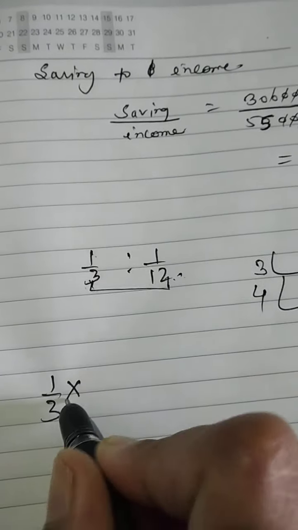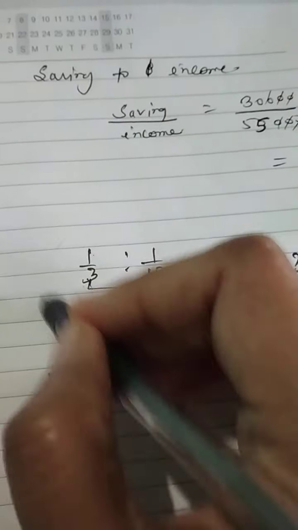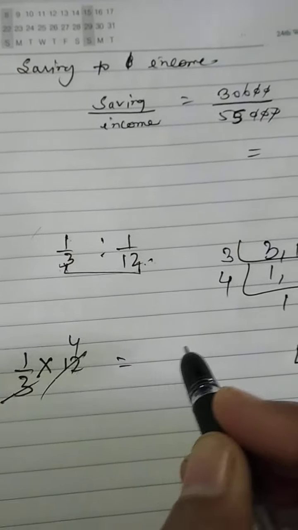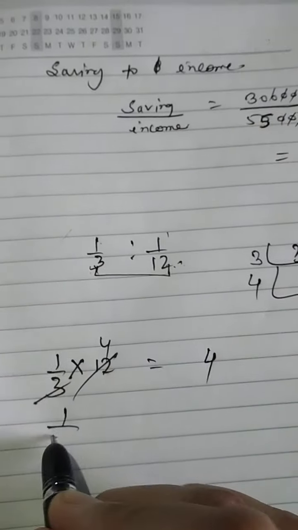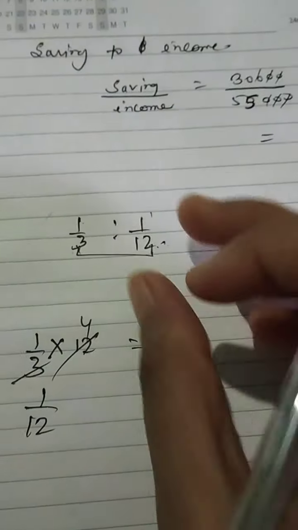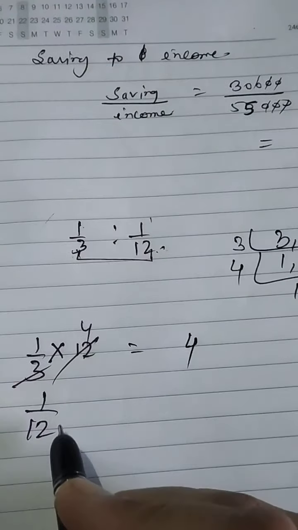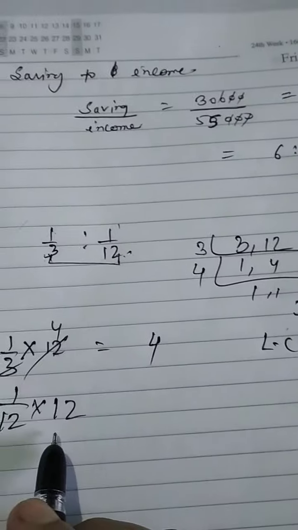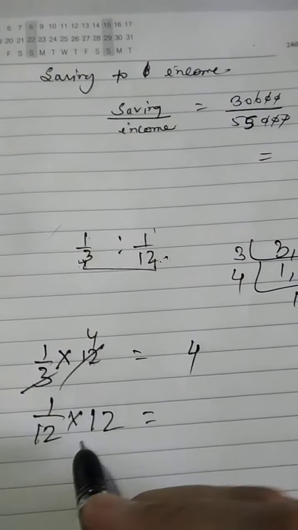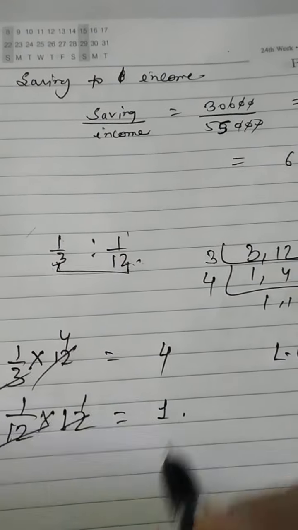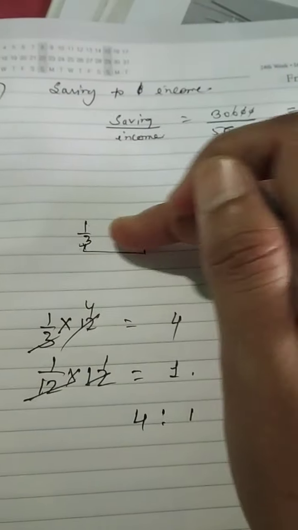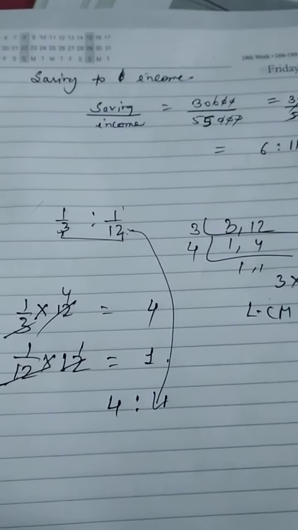Now, to write it in the simplest form, we will multiply this fractional form of the ratio by the LCM, that is 12. 1 by 3 into 12: 3 fours are 12, so 4. And for 1 by 12, this part of the ratio, the consequent, you also have to multiply by 12. This is the antecedent, this is the consequent. 12 ones are 12, that is 1. So the simplest form of the ratio is 4:1.